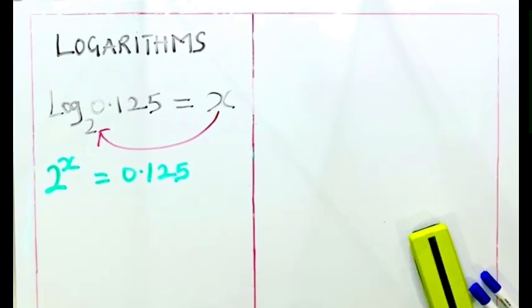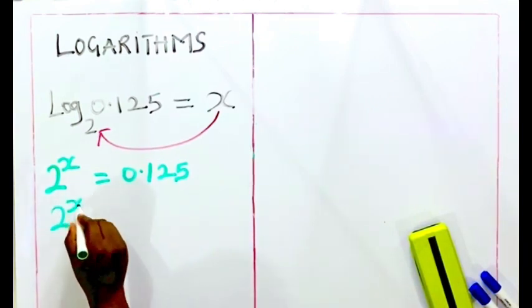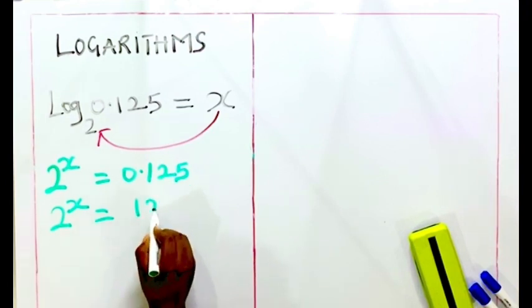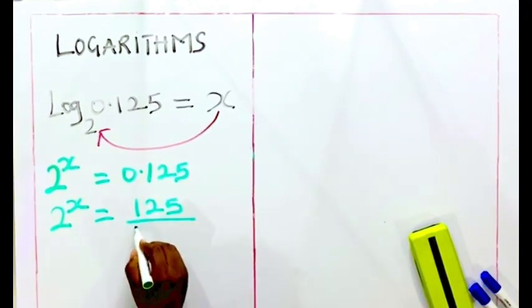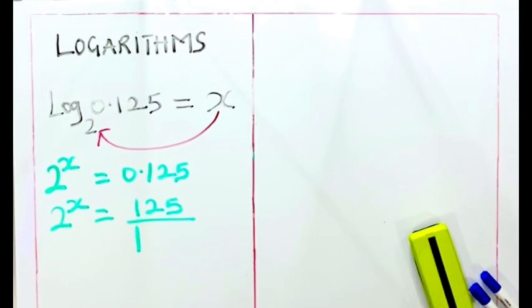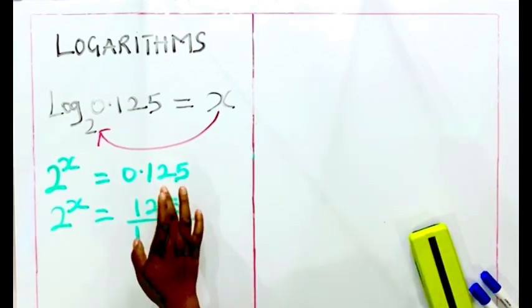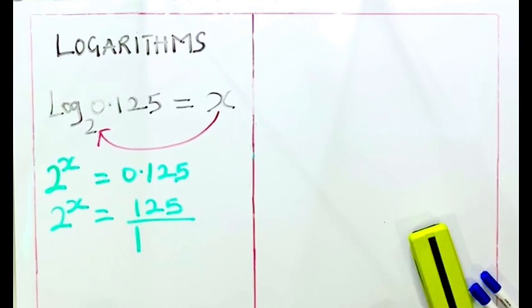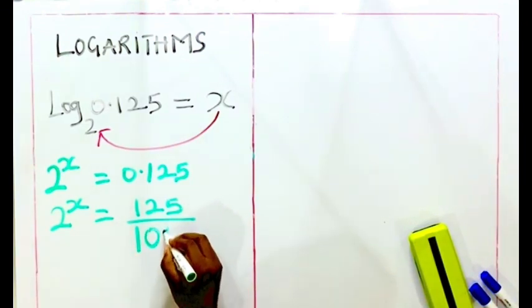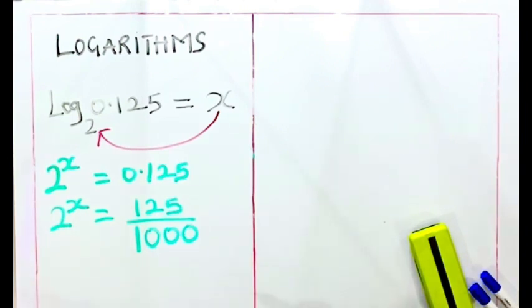Next is to change 0.125 to a fraction. This will be 2 to the power of x equals 125 over, if you look at this, 0.125 has 3 decimal places. This means that there are 3 digits after the decimal. So what you write under here, you add 3 zeros because of that. That is 125 over 1000.